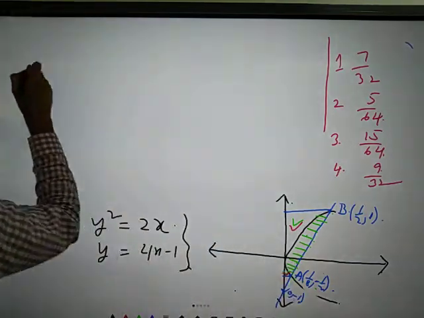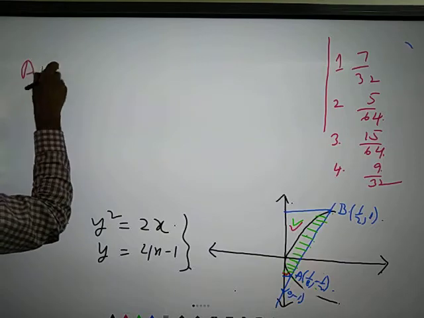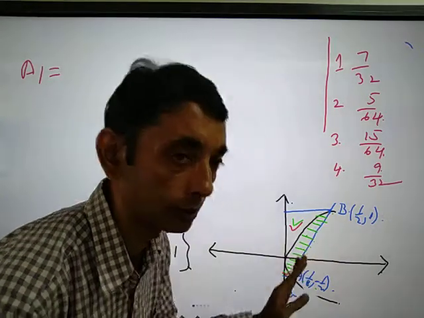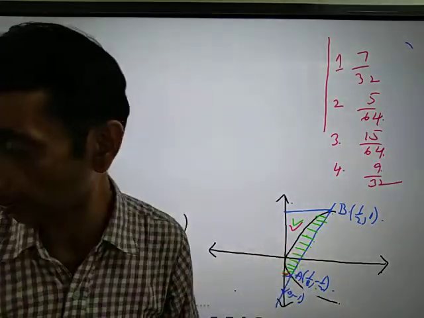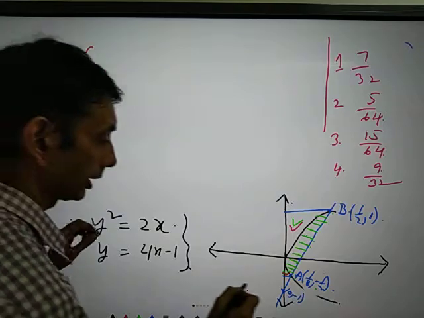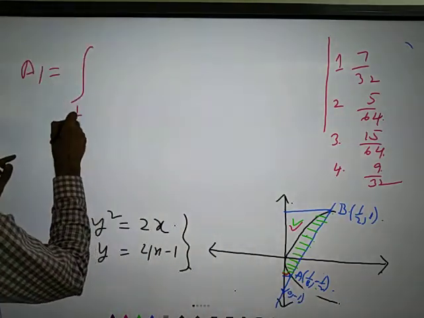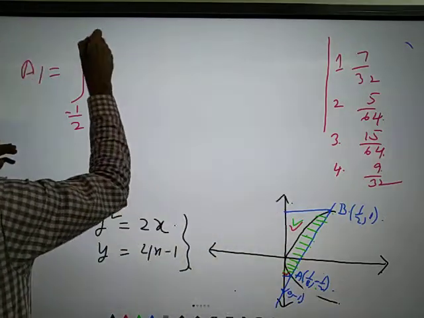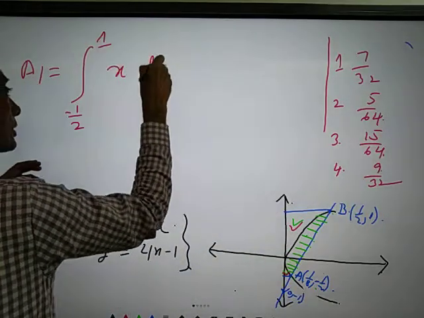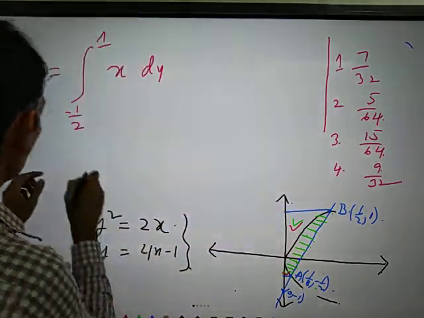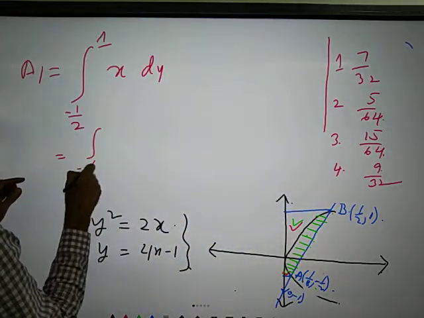So first let us assume that A1 is the area bounded by the line. Separately we'll find the area A1. So we'll integrate A1, that is from minus half to 1, along the y-axis. This is x dy, right? Since we are integrating along the y-axis, so x dy.